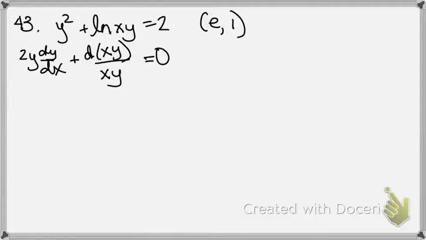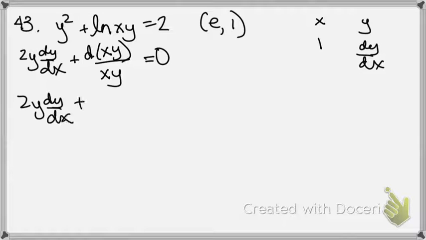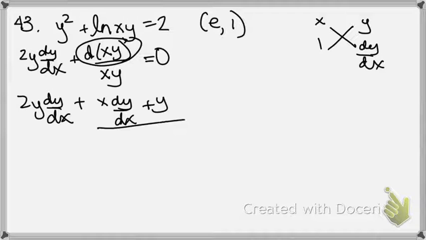That's a product rule. We have an x, we have a y. The derivative of x is 1. The derivative of y is dy/dx. So, in this numerator now, instead of the derivative of xy, that derivative is this product rule. So it's x dy/dx plus y, all over xy.